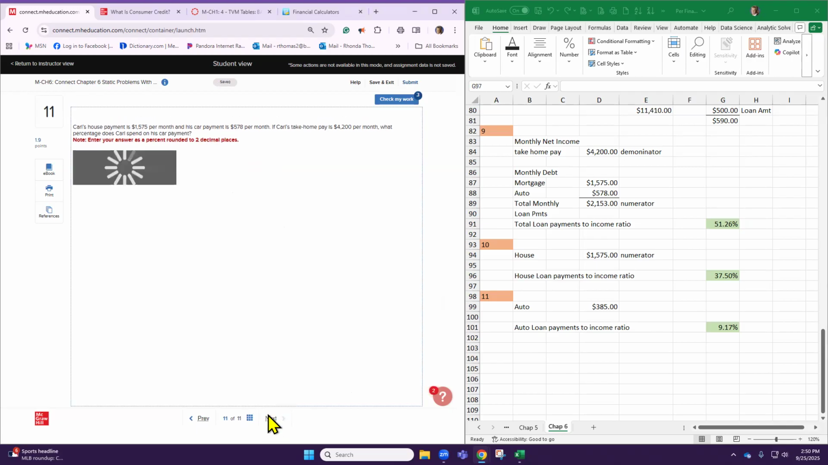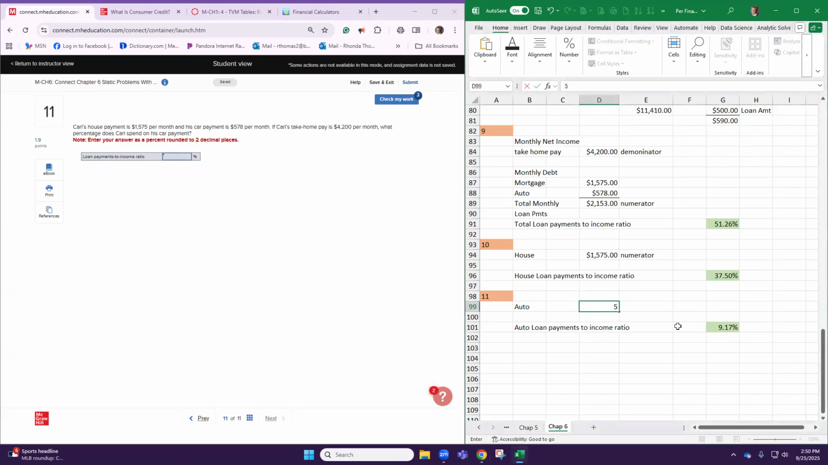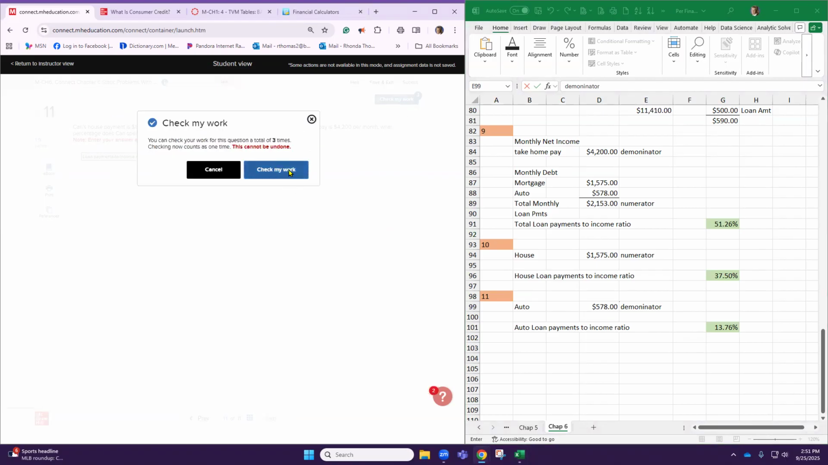So we're going to go to 11 now, and now we're just going to look at the auto payment. So his auto payment is $578. Let me put that in here. When you do this as the numerator and the denominator is still $4,200, then you get 13.76%. There you go.